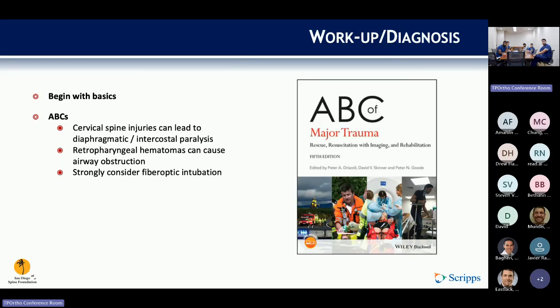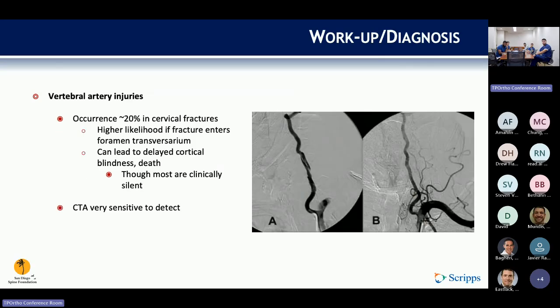And in addition, we always got to go back to the basics and we have to remember the ABCs. The airway is always of critical importance, and these patients often have high energy mechanisms. Vertebral artery injuries can occur. Usually they're clinically silent, but there have been times where it can lead to blindness, and at its worst, it can lead to death. So it's always a good idea to have CTAs to assess the integrity of the vertebral artery.